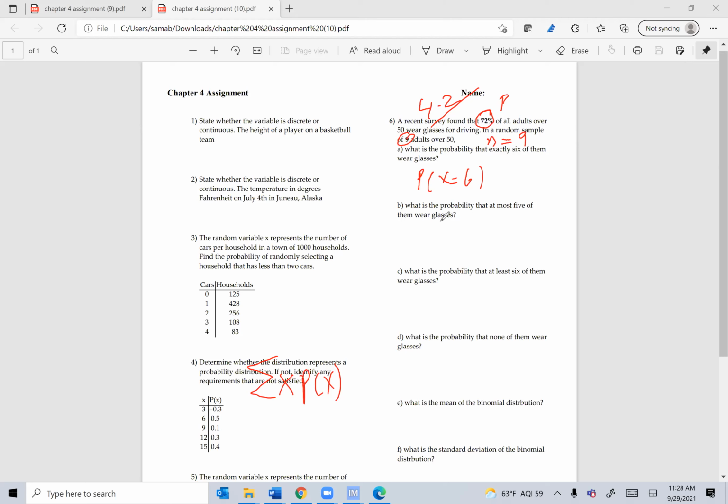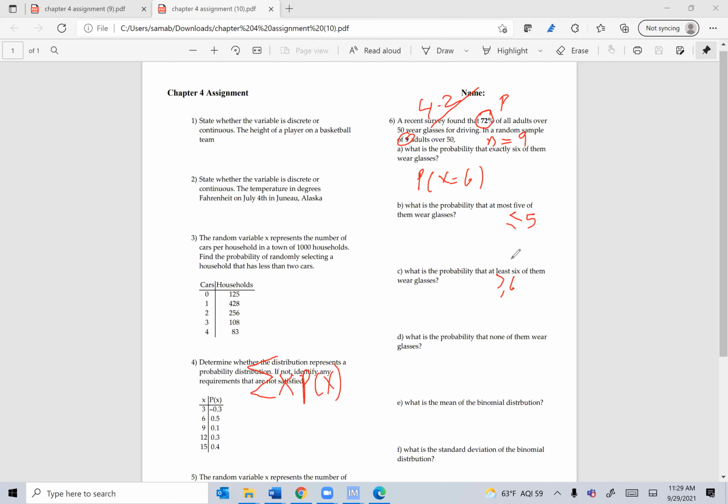What's the probability of at most 5? That was part B, guys. I did at most 7. You just follow that and just change the 7 to 5. At most means less than or equal to 5. What's the probability of at least 6? I did that in part D of the last page. At least means greater than or equal to 6.